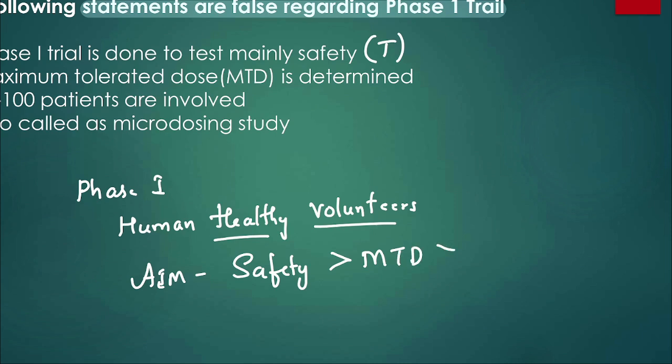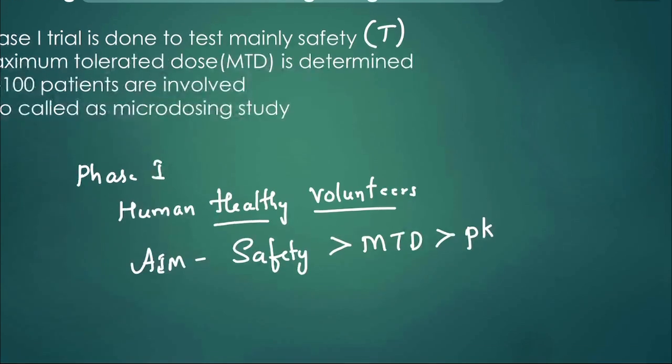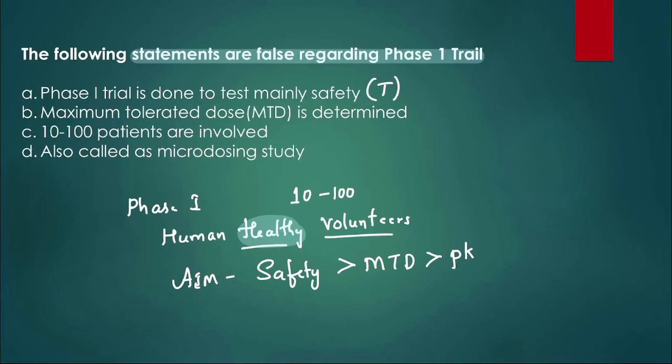Then if it is found out, I will also check for pharmacokinetics. But here, since we are taking healthy people, efficacy cannot be tested. And we don't get so many people for phase 1 trial because nobody wants to risk their life. So we take 10 to 100 or fewer. So with that background, let us answer this question. Phase 1 trial mainly tests safety, true.